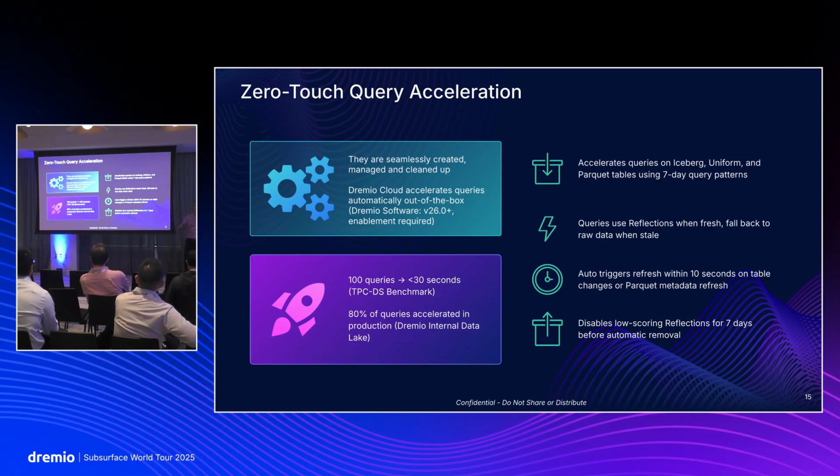Now, again, I'm coming back to TPC-DS. If you are running a TPC-DS 1 terabyte workload, and you run it over and over, autonomous reflections could identify a pattern and then accelerate your TPC-DS queries, all 100 of them, and you could have a TPC-DS run within 30 seconds. So that's about autonomous reflections.